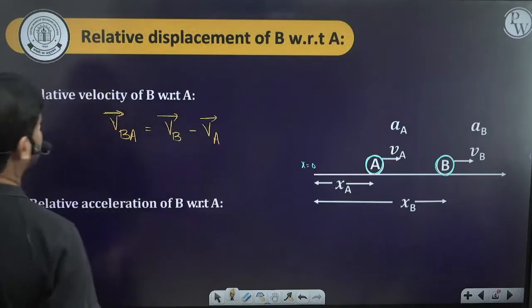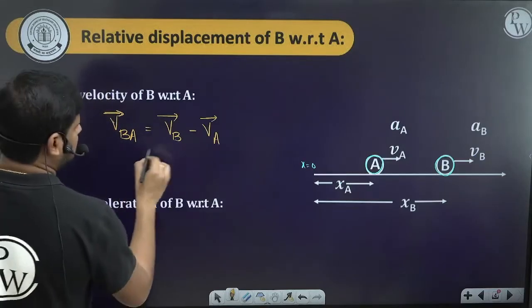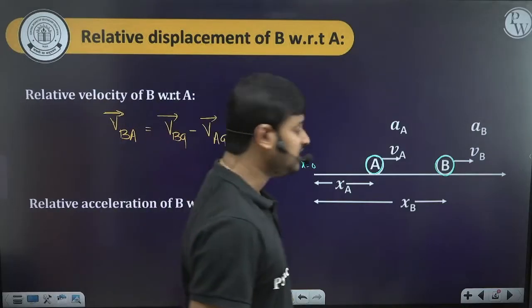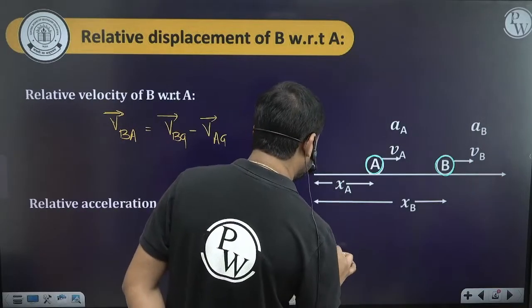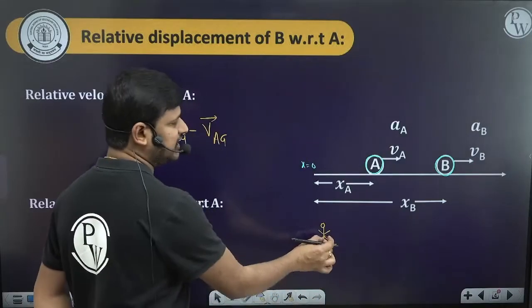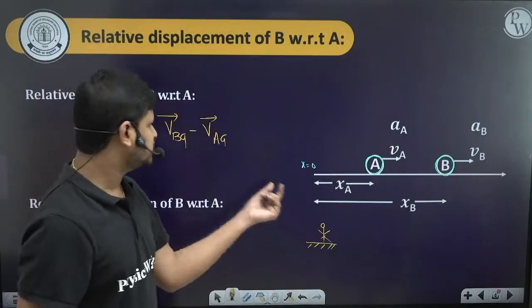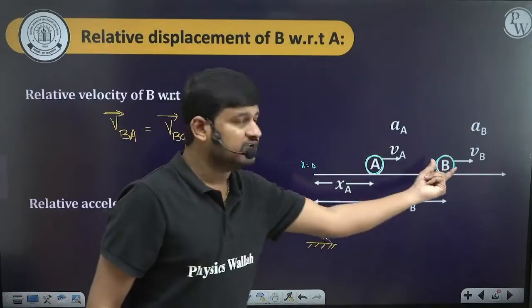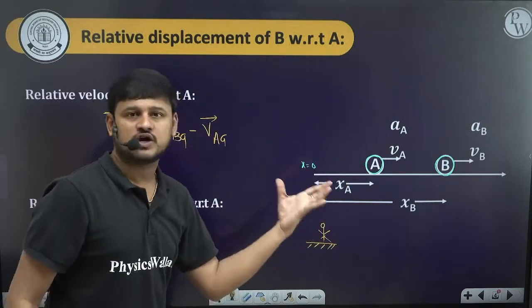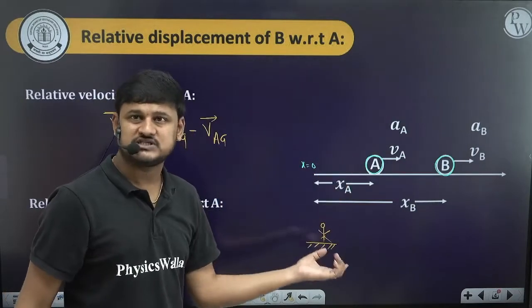Okay, so we can also write with respect to ground. Understand this statement. We are observing this from the ground, the person who is standing here is observing from the ground. That's why this is the velocity of B with respect to ground minus velocity of A with respect to ground.